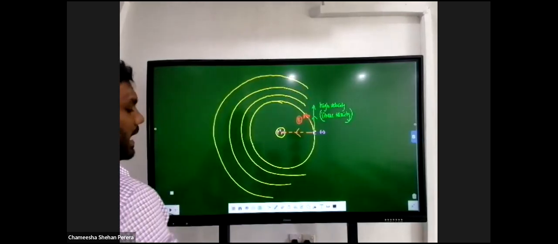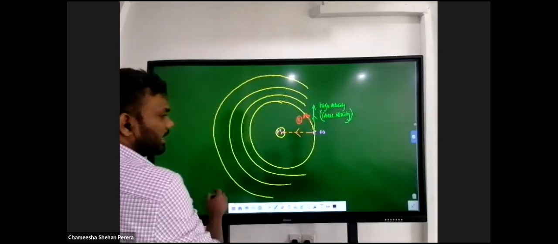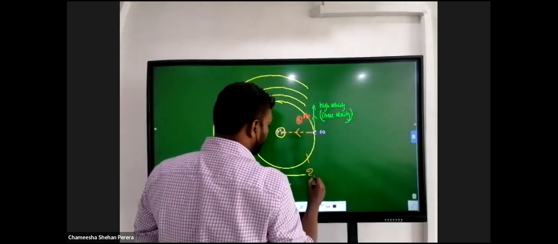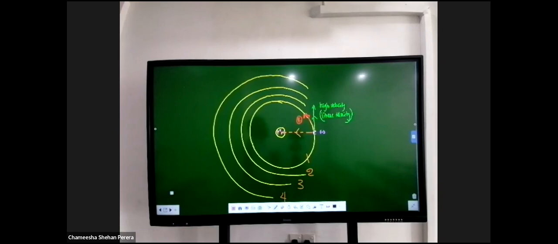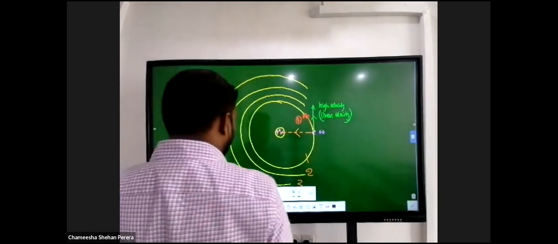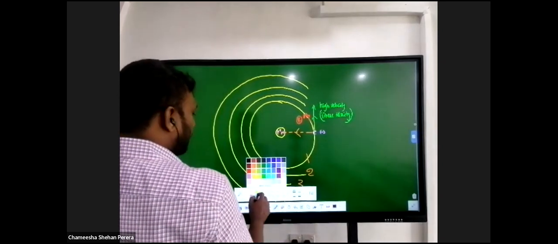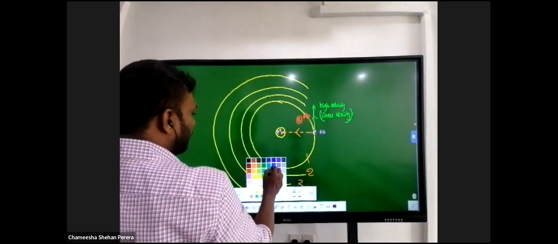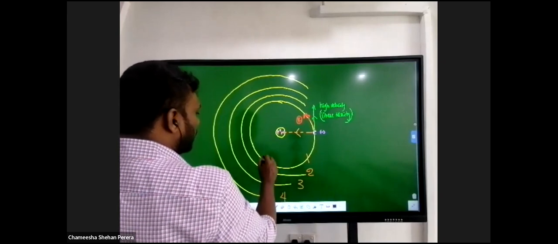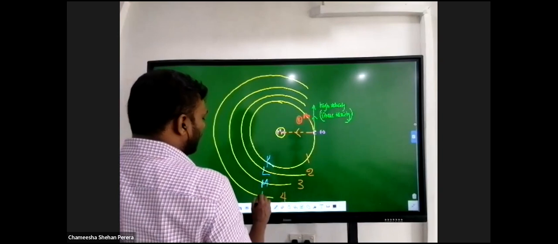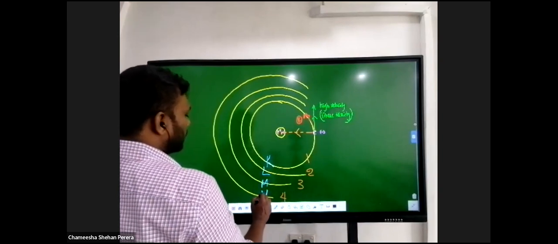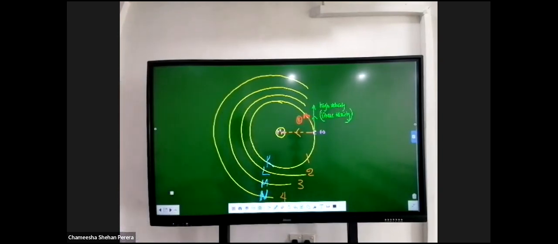These energy levels were named. This is 1, this is 2, this is 3, and this is 4. Starting from the nucleus, the energy levels were named 1, 2, 3 and 4, and they were even named with letters in the English alphabet. They were called K, L, M, N. K is the one which is nearest to the nucleus, and then L, M and N. They were named both 1, 2, 3, 4 and K, L, M, N. Right, okay.